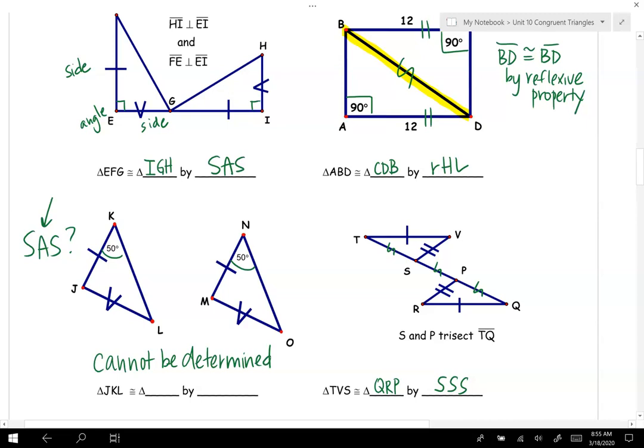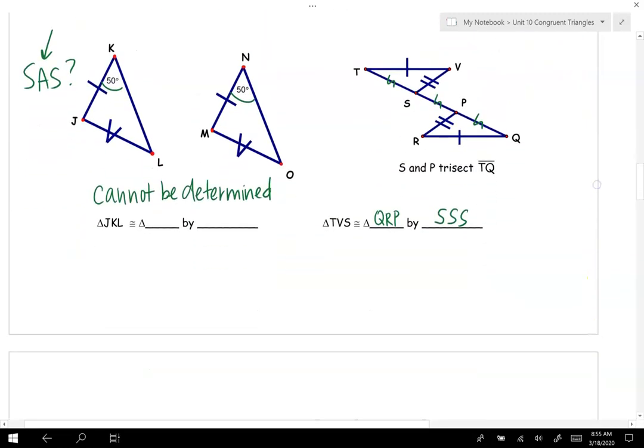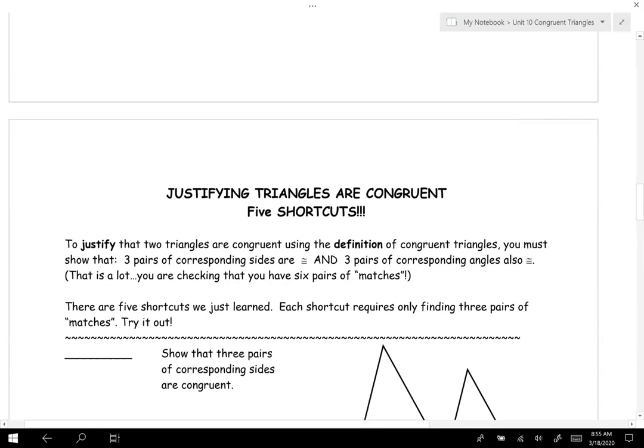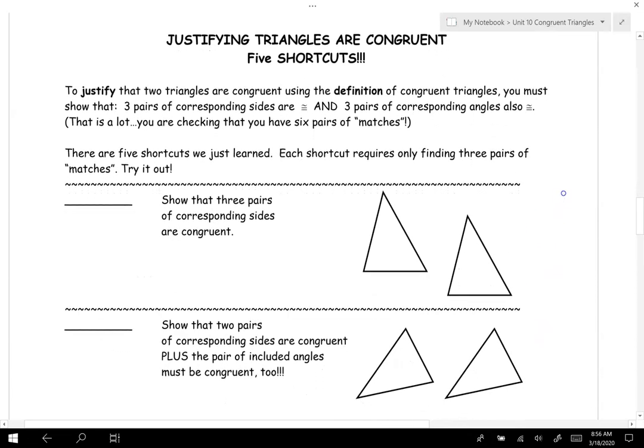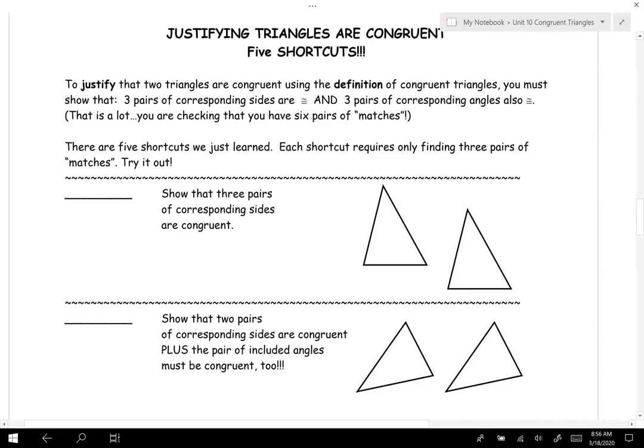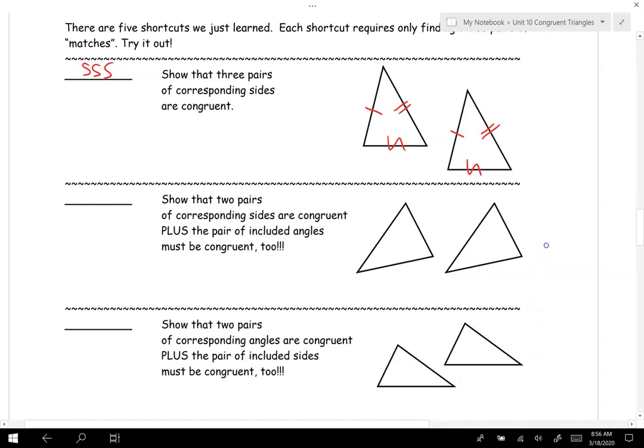All right, and then remember, feel free to replay parts or pause. All right, so just a quick review. You can also skip through this if you feel like I understand these 5. But we're just going to run through what do these look like one more time. So if you want to show 3 pairs of corresponding sides congruent, you'd have a diagram that looks like that. Side, side, side. 2 pairs of corresponding sides are congruent. Let's pick these 2. And the included angle, ooh, okay, side angle side.